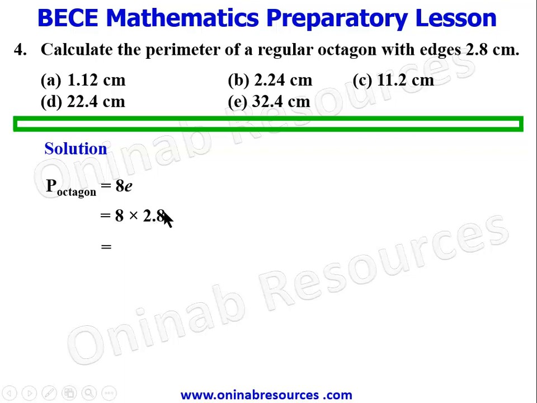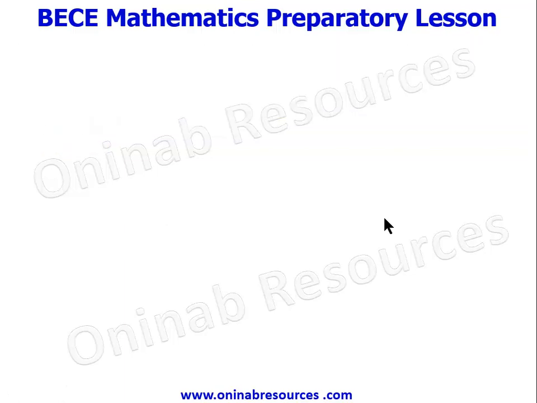So we say 8 times 8 is 64. We write 4 carry 6. 8 times 2 is 16 plus 6, 22. So we have it as 22. Since this is one decimal place, we just count one digit and place our decimal point. We have our answer as 22.4 centimeters. And that is option D. And that's the end of solution to problem 4. We go to problem 5.